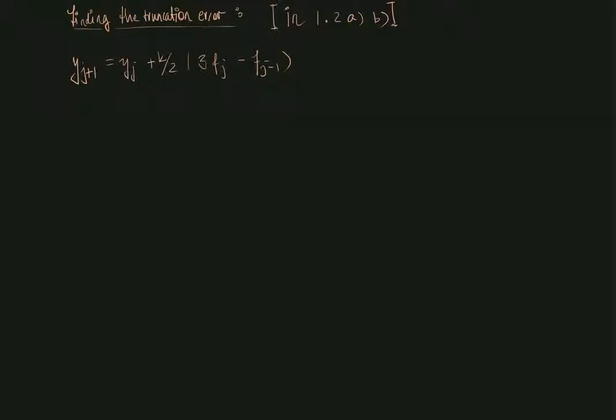So here we have a step-by-step guide of how to solve problem 2, 1a and b, or as it's called in Holmes, problem 1, 2, a and b. So let's just consider the first one, a, where we are asked to find the truncation error of a finite difference formula given by this expression here.